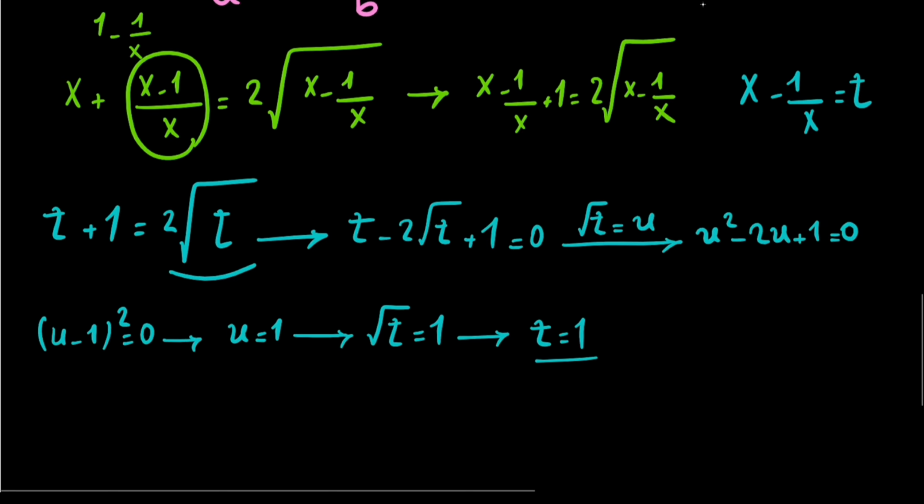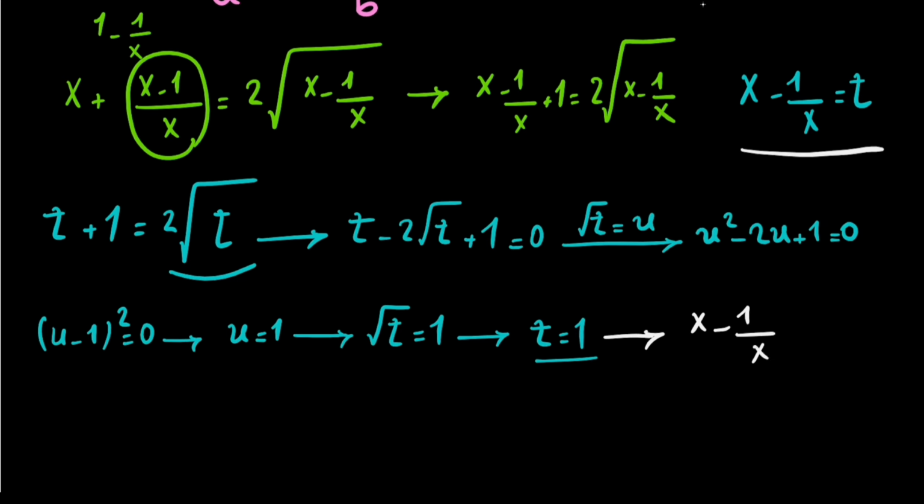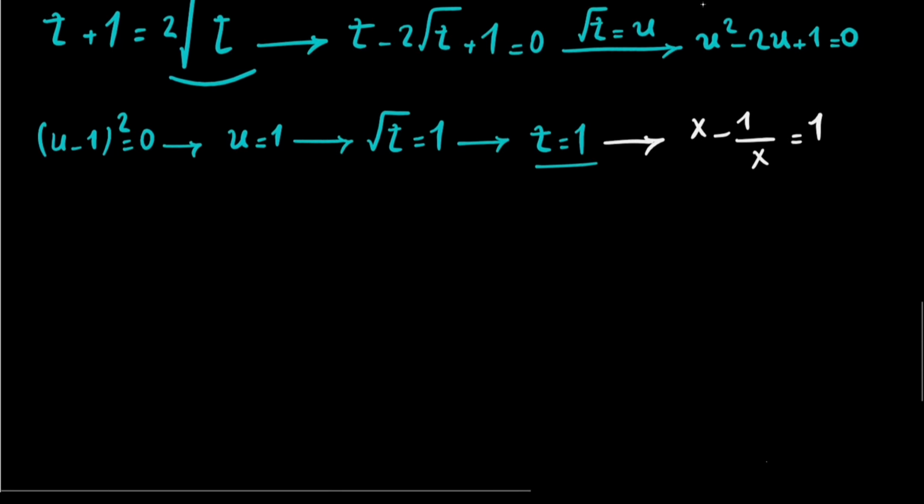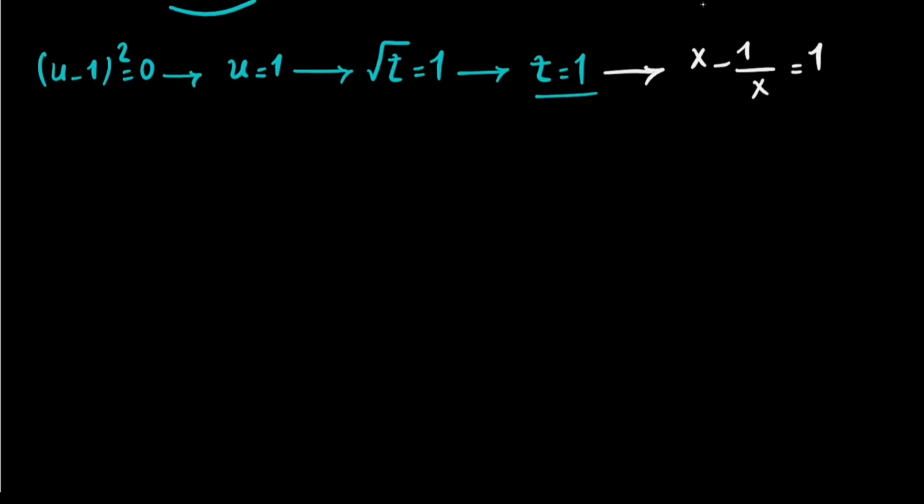And of course I told you (x minus 1)/x is equal to t. However, you know that t is equal to positive 1. So (x minus 1)/x has to be equal to positive 1. And finally we can find x in this equation. If we multiply this equation by x, on the left side you will have x minus 1, on the right side you will have x squared. So move x to the left side. Here we have x squared minus x minus 1, that's equal to 0.